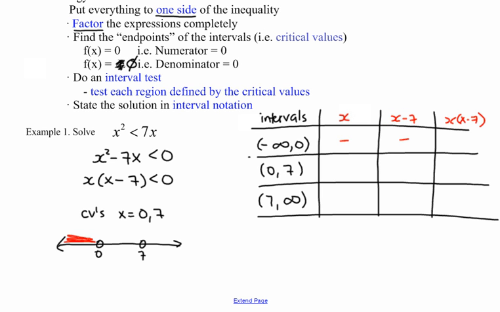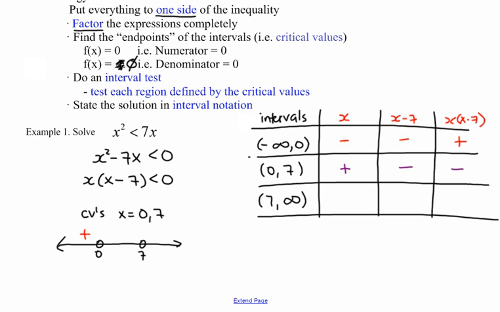Okay, so what does that mean for our function at that point? Well, if I have a negative times a negative, our function will be positive between negative infinity and 0. Okay, so then between 0 and 7, pick a number between 0 and 7. I'm going to use 1. If we plug in 1 for x, that's a positive. 1 minus 7 would be a negative. Any of the numbers between 0 and 7 would be negative. So the product of the two is going to be a negative value.